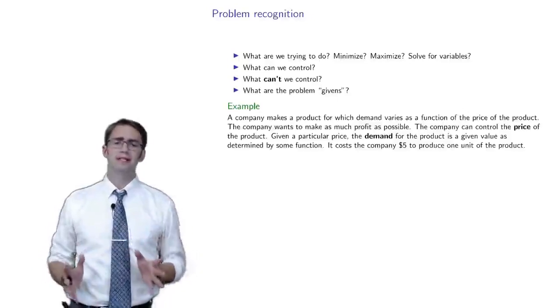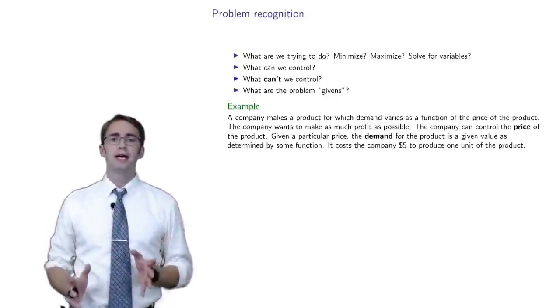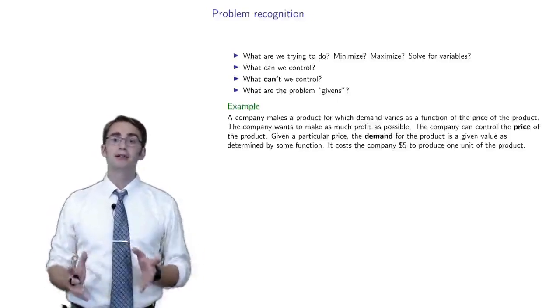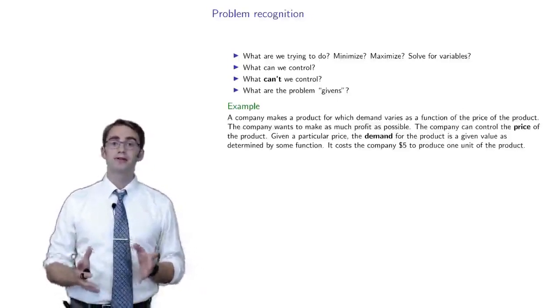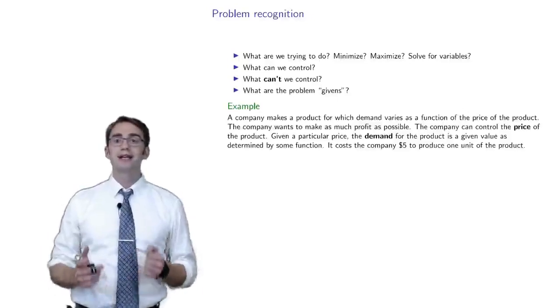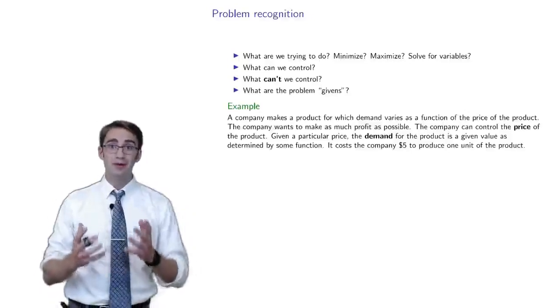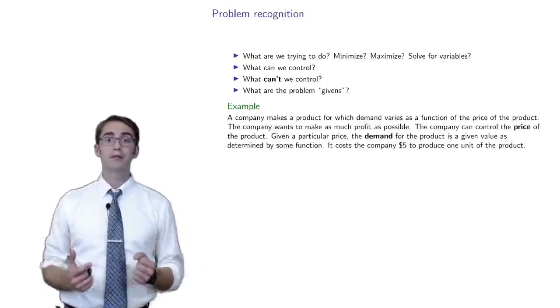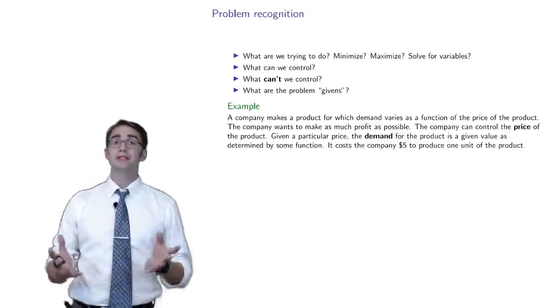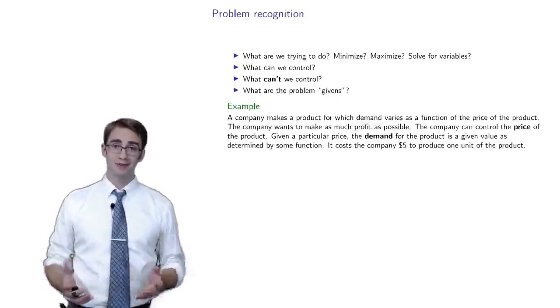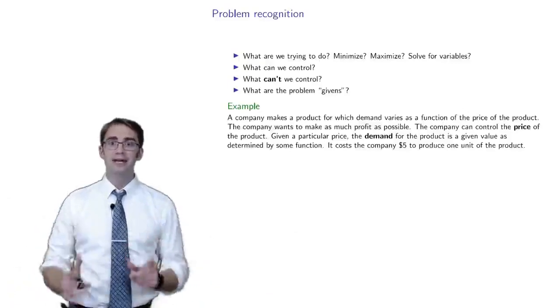We're going to look at a simple example here to illustrate this point. You've got a company that makes a product, and the demand for that product varies, as it typically does, as a function of the price of the product, right? You charge a high price for the product, fewer people want to purchase it. The company, of course, wants to make as much profit as possible. They want to maximize the revenue minus the costs.